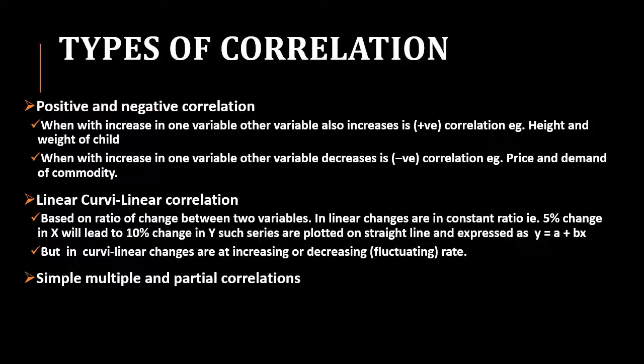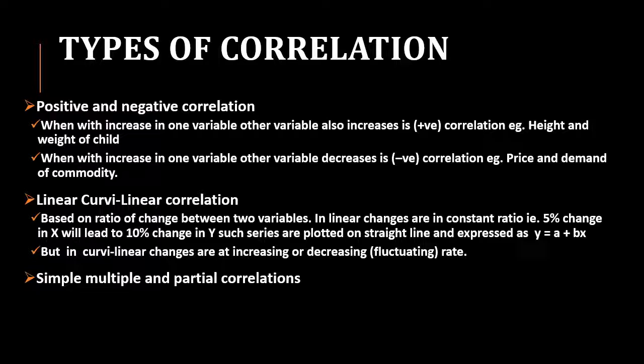Linear and curvilinear correlation is based on the ratio of change between two variables. When the ratio of change between two variables is constant, this is called linear correlation. That is, a rise in the price by 10% of a commodity every time will lead to a fall in demand by 5%. This is linear correlation, and mathematically it is calculated by y equals a plus bx.